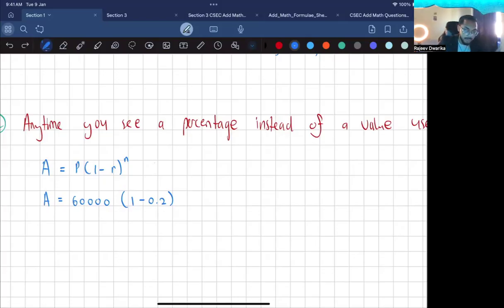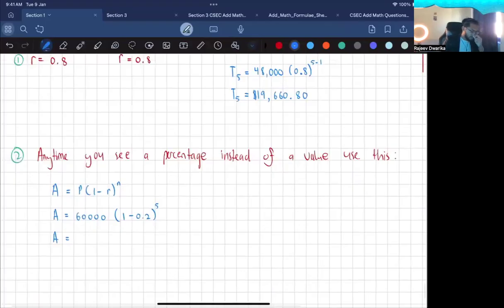And what is the number of years we're going up to? 5. Right? So plug that into the calculator and I'm on the way again. Amy, which method are you sticking with?